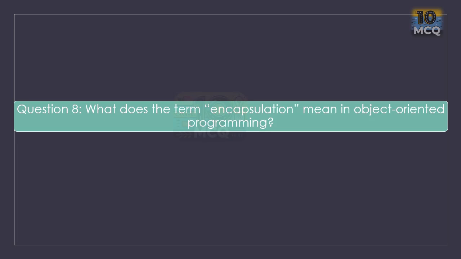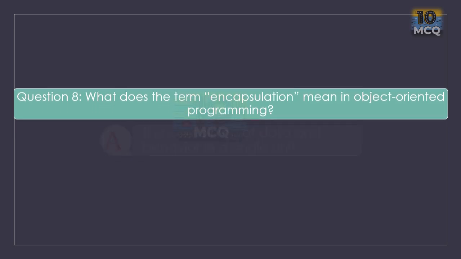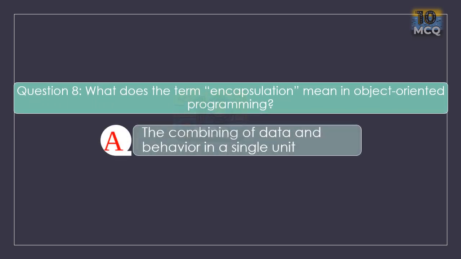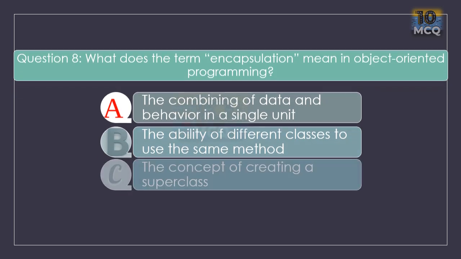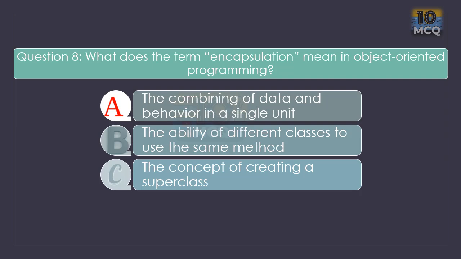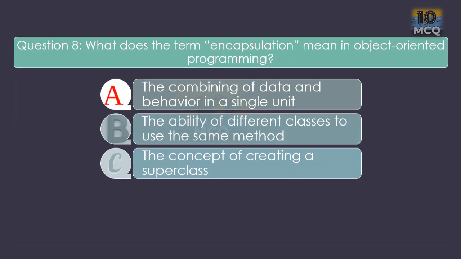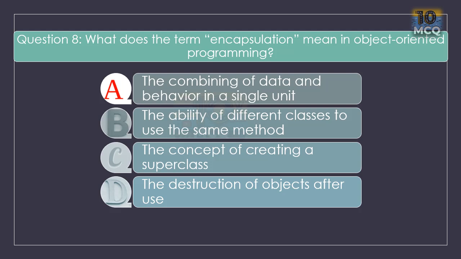Question 8. What does the term encapsulation mean in object-oriented programming? Option A, the combining of data and behavior in a single unit. Option B, the ability of different classes to use the same method. Option C, the concept of creating a superclass. Option D, the destruction of objects after use. The correct answer is Option A, the combining of data and behavior in a single unit.